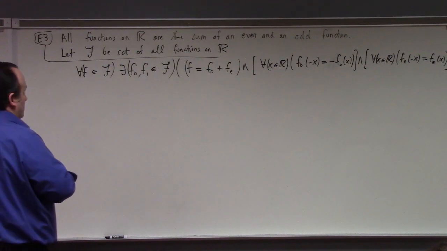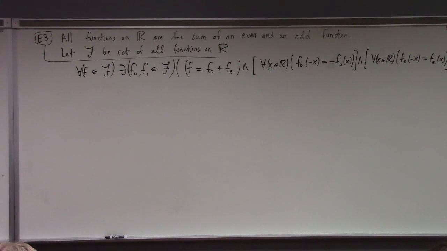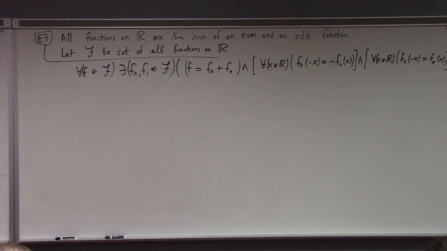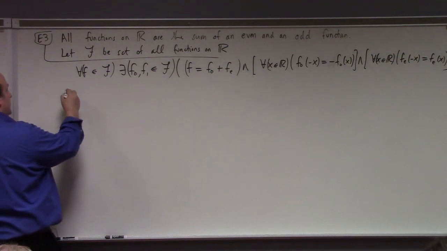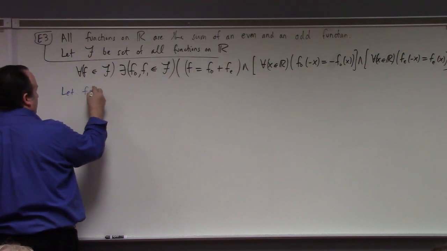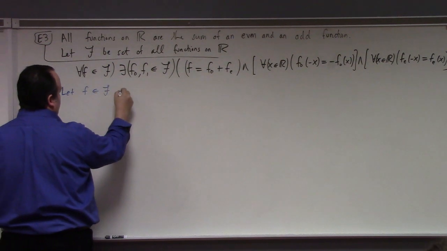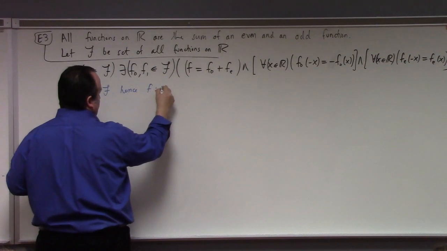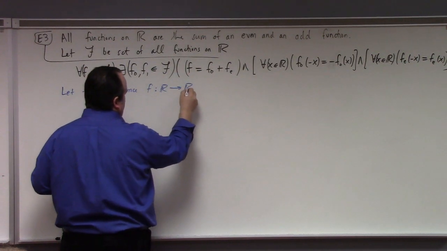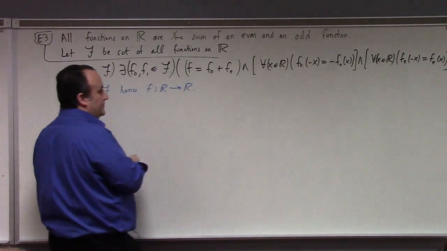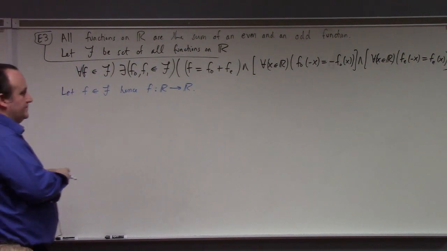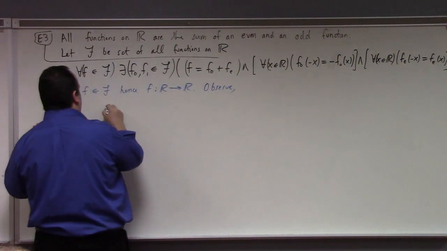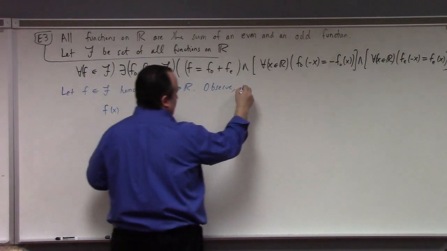All right. So anyway, my claim is that this is true. So here's the proof. This is a for all claim, right? So I have to take f in the set of all functions. Hence, f is a function from the reals to the reals, period. Then, here's the trick. Observe f of x, I should say for x in the reals.